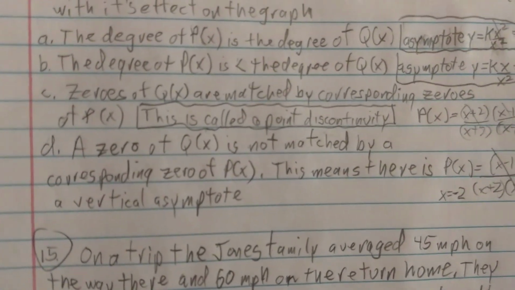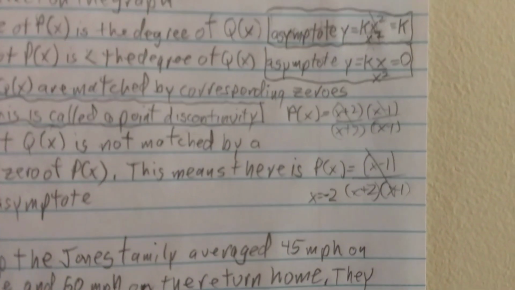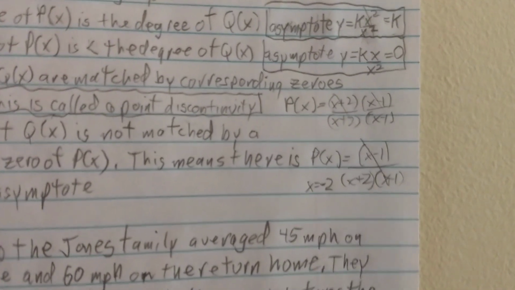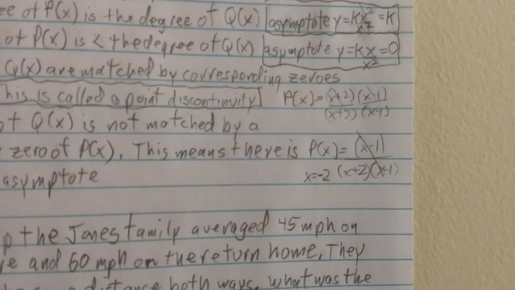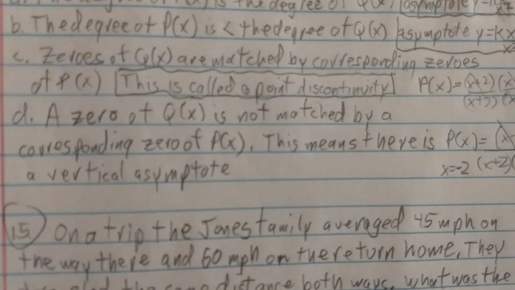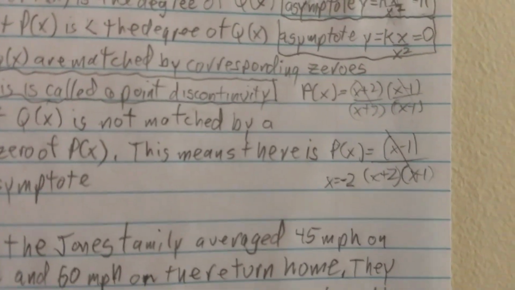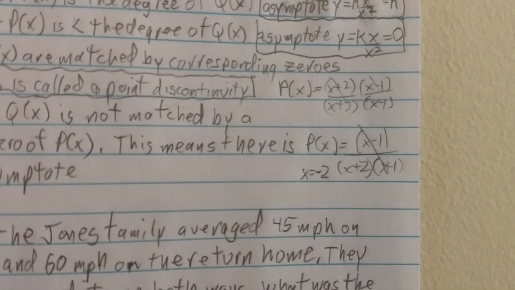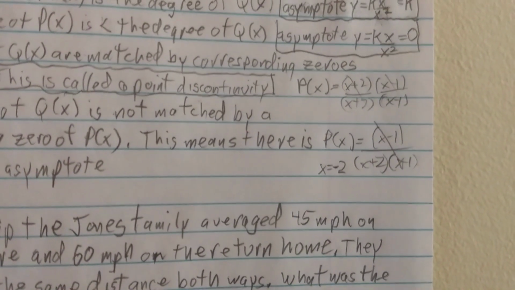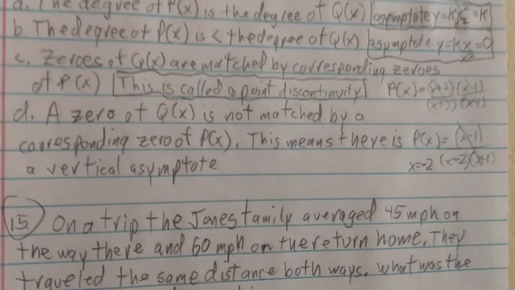So if the degree of p of x is equal to the degree of q of x, then the asymptote could be something like y equals kx squared over x squared, where the highest power terms on the top and bottom cancel out, leaving just k. Now for b, the degree of p is less than the degree of q. That could give us something like y equals kx over x squared, where the x squared on the bottom is bigger than the x, which drives it to 0. So the horizontal asymptote would be 0 there.